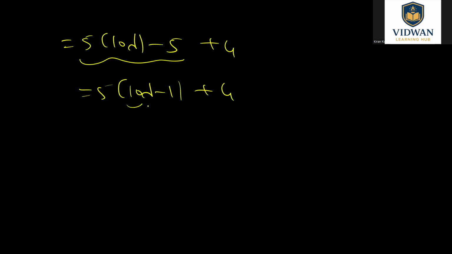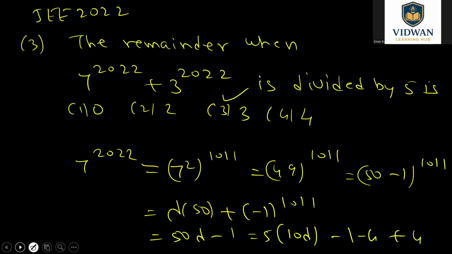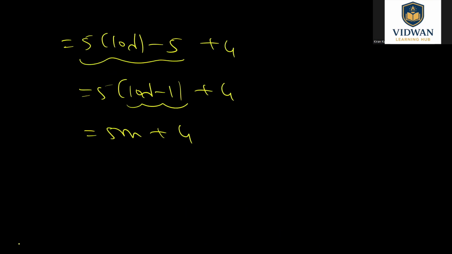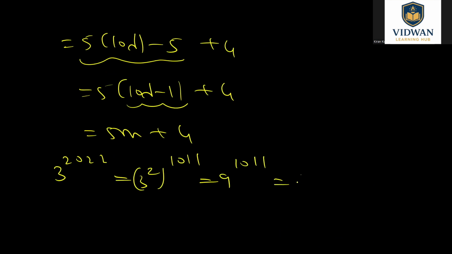So you can call it as some m. So 5m plus 4, where m is some integer. And again, if you consider the other power, 3 power 2022, this can be written as 3 square power 1011, that is 9 power 1011. And you can write 9 as 10 minus 1 power 1011 here.